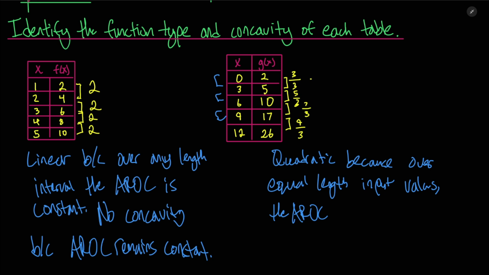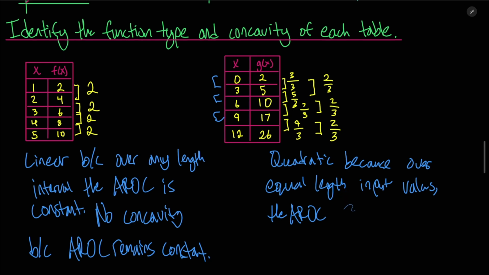How are these separated? How do you get from 3 over 3 to 5 over 3? You add 2/3, right? How do you get from 5 over 3 to 7/3? You add 2/3. How do you get from 7/3 to 9/3? You add 2/3. Notice how the change in the average rates of change is linear, right? That's constant. So that's how you identify a quadratic. So this table of values depicts a quadratic function because over equal length input values, the average rate of change is linear.